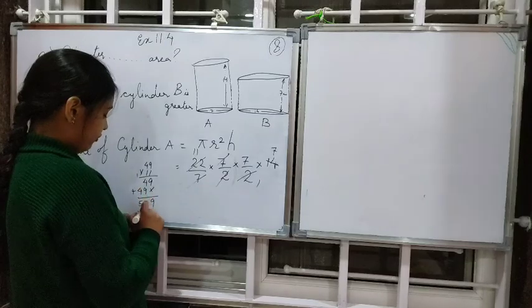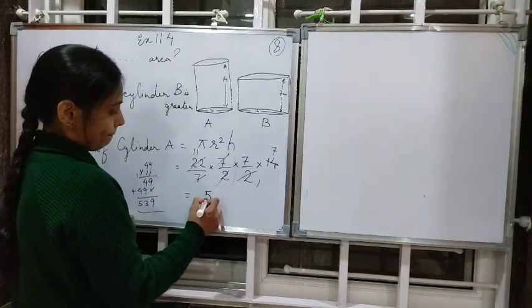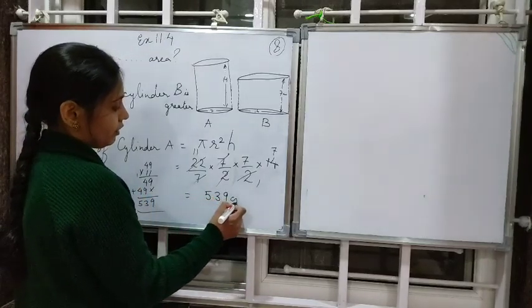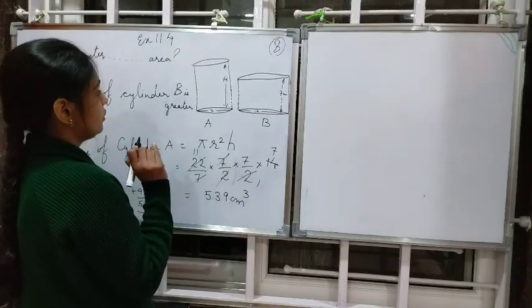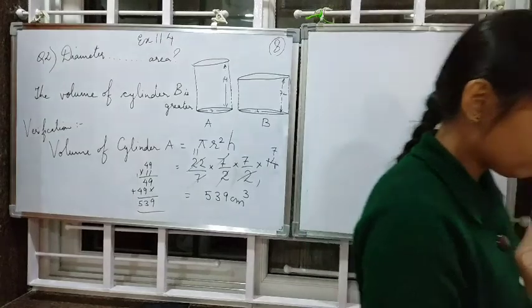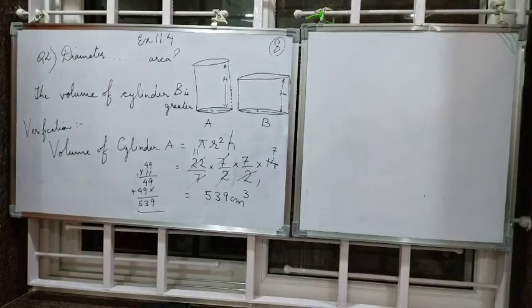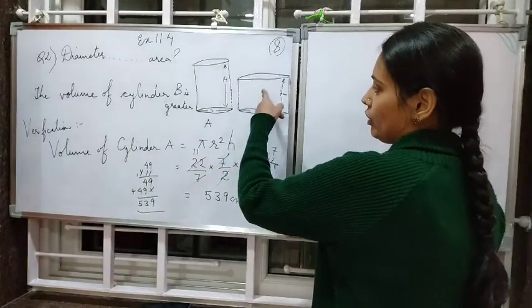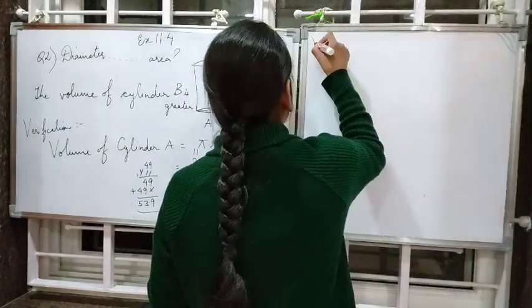So it is 539 centimeter cube. It's centimeter, no? Let me check, children, once whether it is centimeter or not. Everything is in centimeter. Okay. So this is the volume of cylinder A. Now let's find the volume of cylinder B.